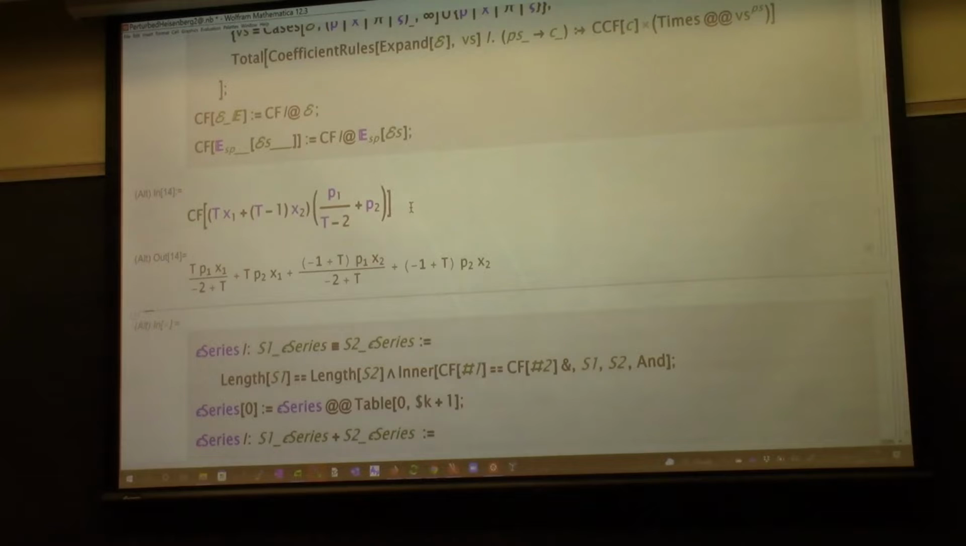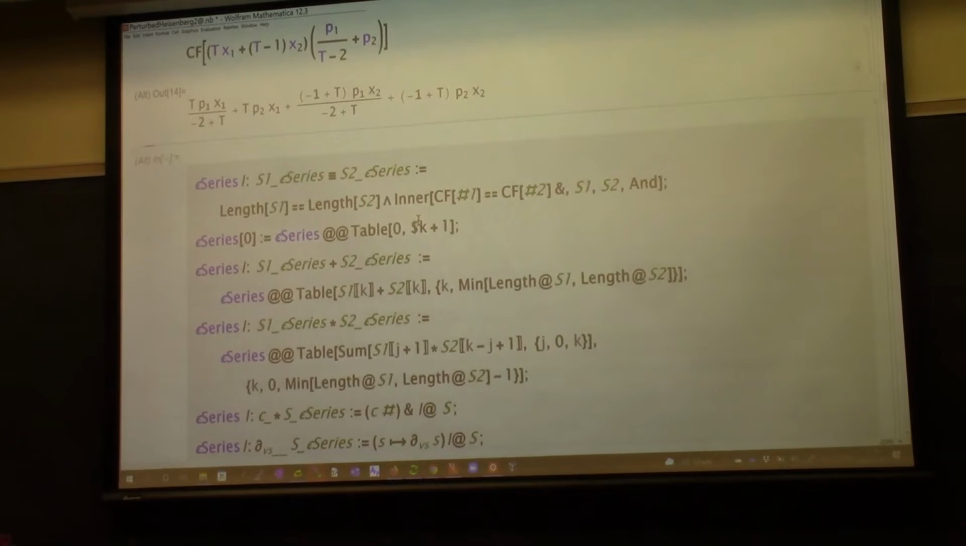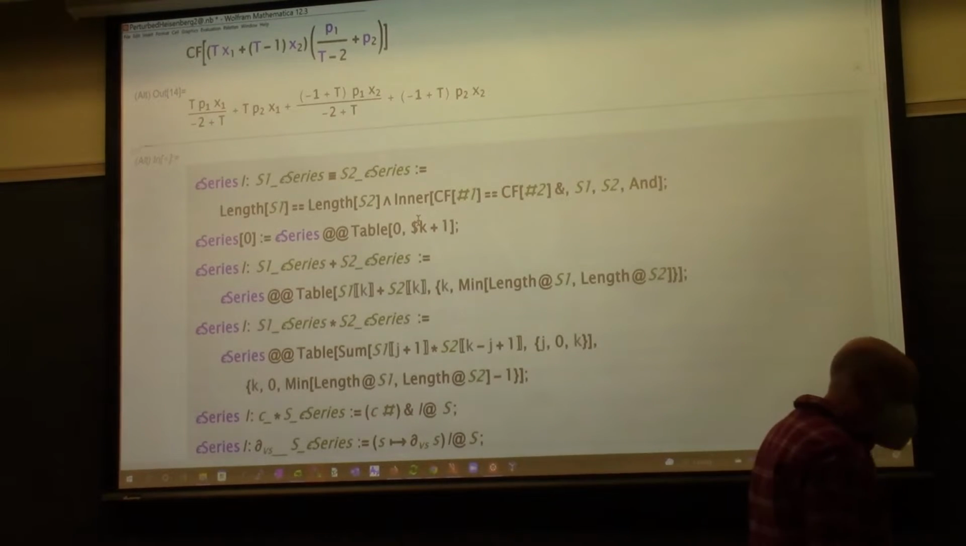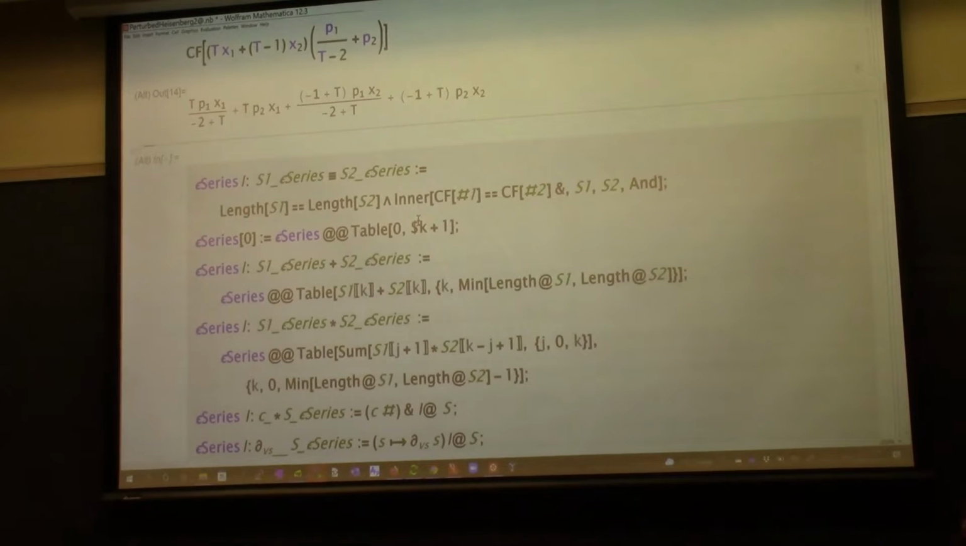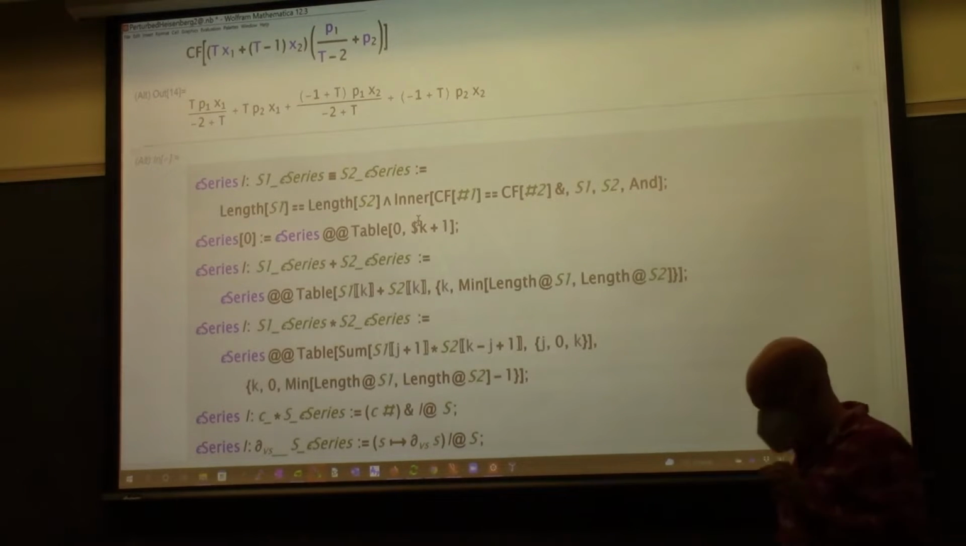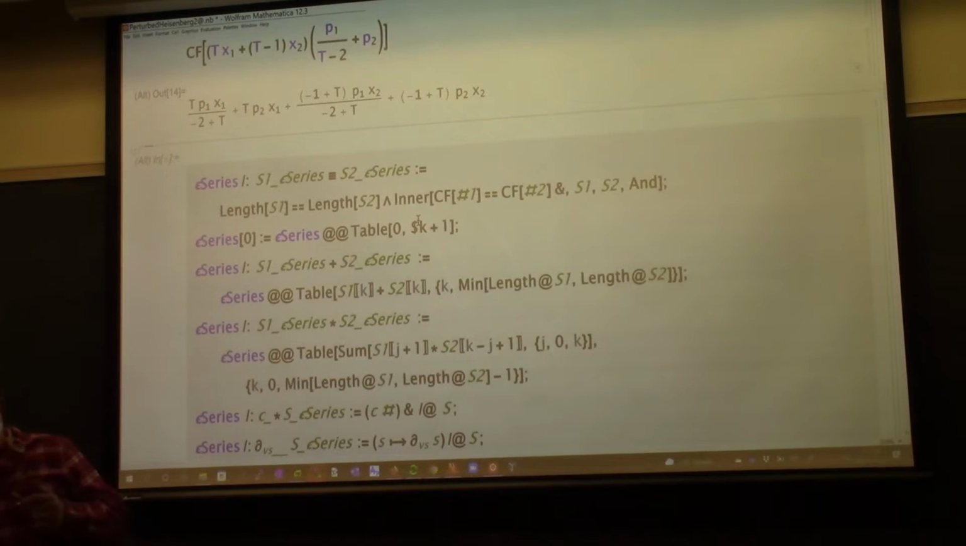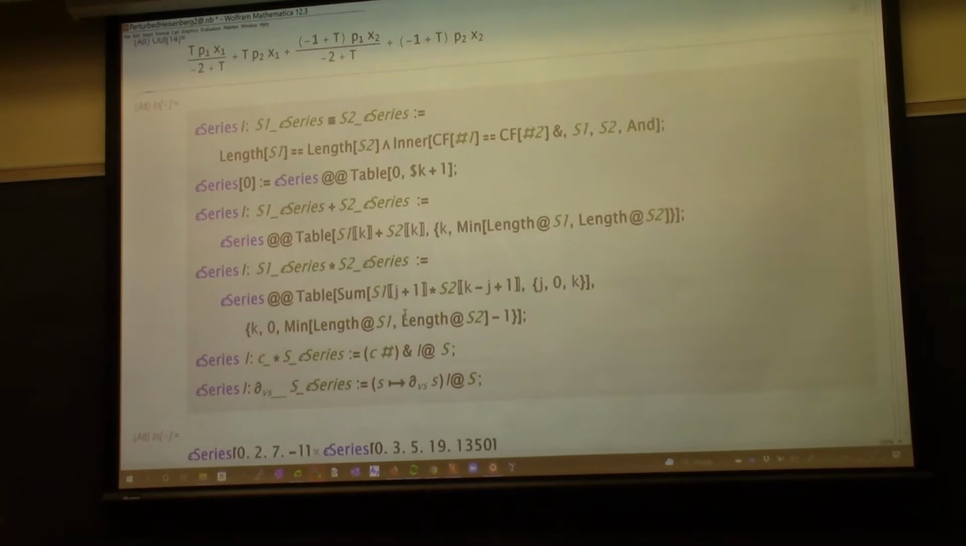Okay, next thing is I need a container for series in epsilon. Now, Mathematica has containers for series. I don't want to use it, it has some flaws, and rather than using the built-in container, I decided it's easier to write another one. Then I need to define a few basic operations with epsilon series, namely series in epsilon.